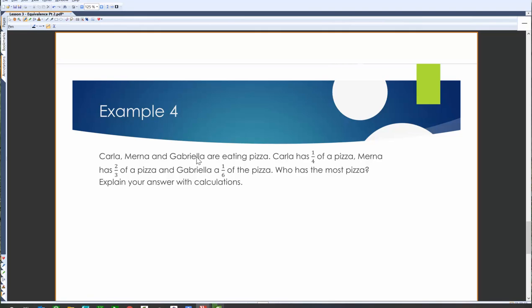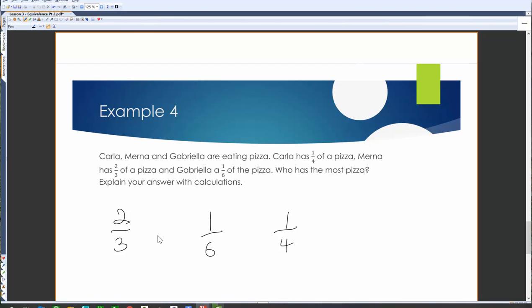Carla, Myrna, Gabriella are eating pizza. Carla has a quarter of the pizza, Myrna has 2/3 of a pizza, and Gabriella has 1/6 of the pizza. Okay, who has the most pizza? So we've got 2/3, we've got 1/6, and we've got a quarter.